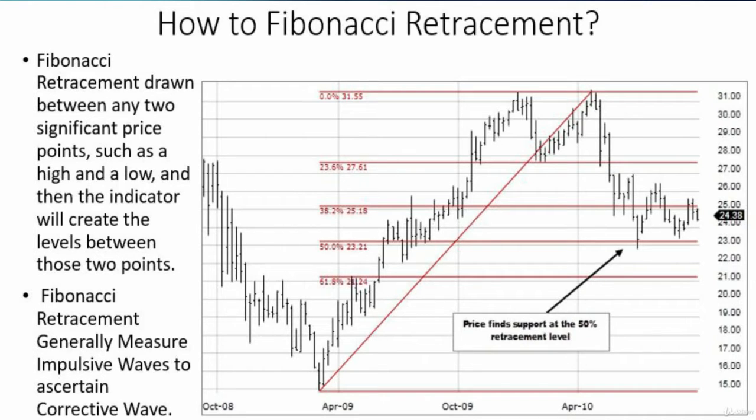Fibonacci retracement is drawn between two significant prices such as the high and the low. Fibonacci retracement generally measures the impulsive wave to ascertain the corrective waves.